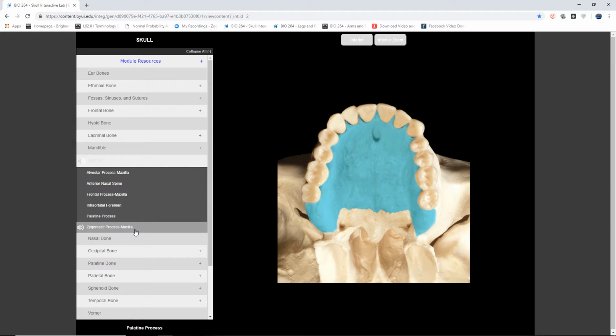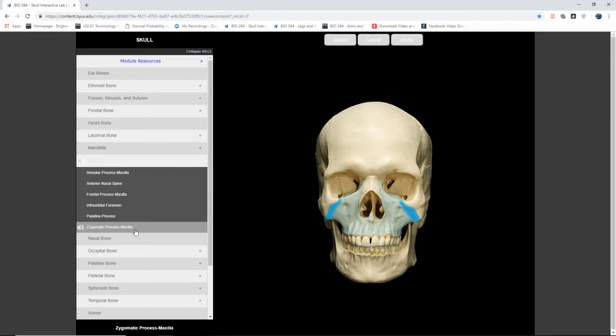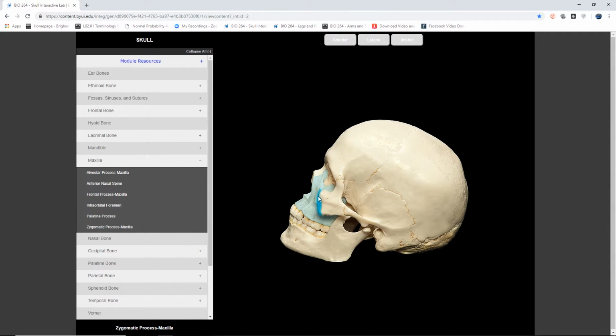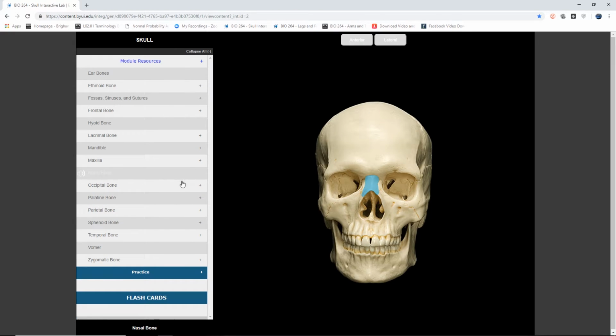Next we have the zygomatic process of the maxilla. So zygomatic process, so it's going to be the bump that connects to the zygomatic bone. Awesome, and that'll finish up the maxilla. And now we'll move on to the nasal bone. Now, the nasal bone, when you break your nose or you get a broken nose that shifts out of place and the doctor grabs it and sets it back, it's going to be this bone here. It's actually two pieces that are fused together. So that is the nasal bone.